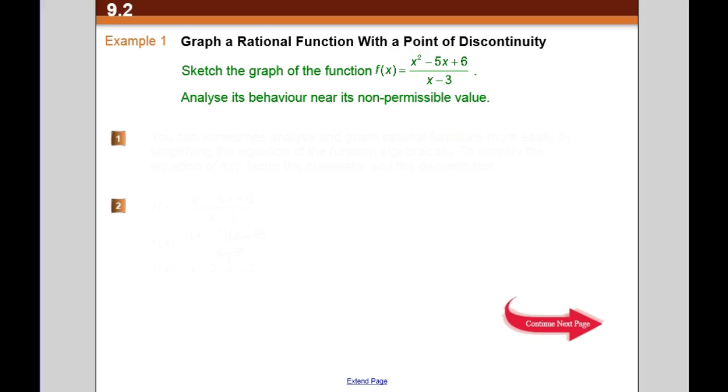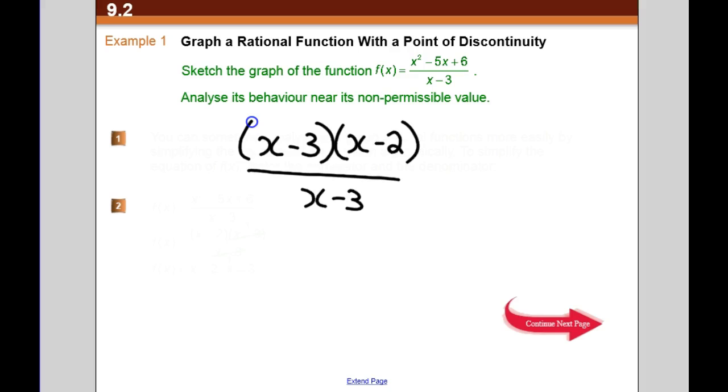Okay, so when we look at this, we'd think, oh, there's a vertical asymptote at 3, because that's what would make the bottom 0. But first we should probably factor the top, and once we factor the top, we will notice something, and we'll notice that there's going to be a point of discontinuity instead of an asymptote. So how do we factor the top? We need something that multiplies to 6 but adds to minus 5. Minus 3 and minus 2, so we'll write them as x minus 3 and x minus 2, and our bottom is x minus 3.